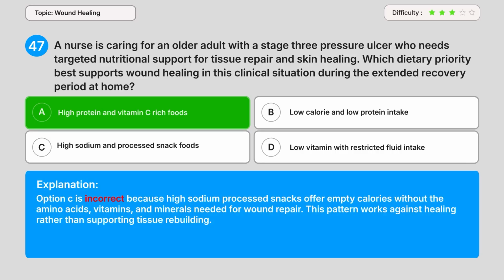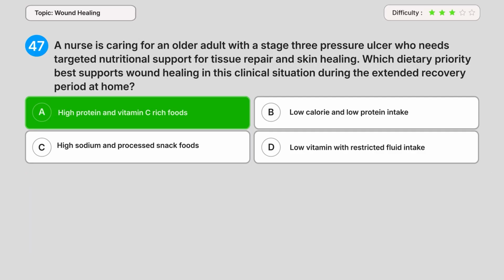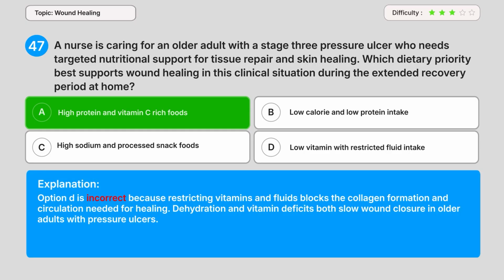Option C is incorrect because high sodium processed snacks offer empty calories without the amino acids, vitamins, and minerals needed for wound repair. This pattern works against healing rather than supporting tissue rebuilding. Option D is incorrect because restricting vitamins and fluids blocks the collagen formation and circulation needed for healing. Dehydration and vitamin deficits both slow wound closure in older adults with pressure ulcers.